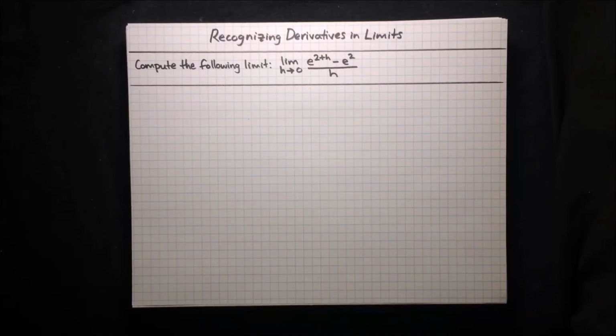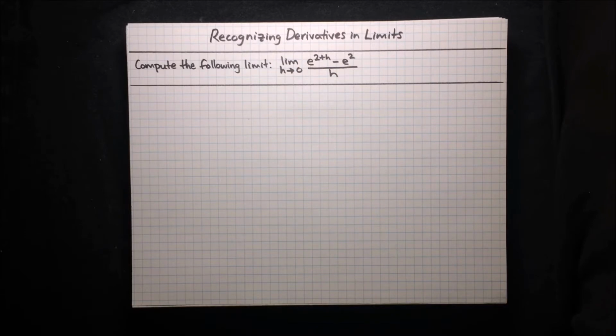In this video, I'm going to show you how to recognize derivatives in limits. So here we want to compute the following limit. The limit as h approaches 0 of e to the power of 2 plus h minus e to the power of 2 all over h. Now just at a glance, does this limit look familiar at all? Well, it's just the limit of the difference quotient for the function f of x equals e to the x. So that means it's just a derivative of e to the x.